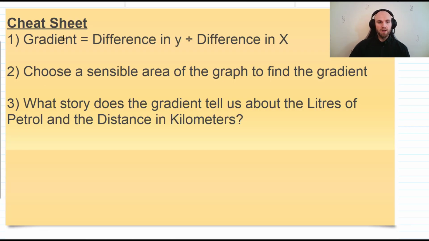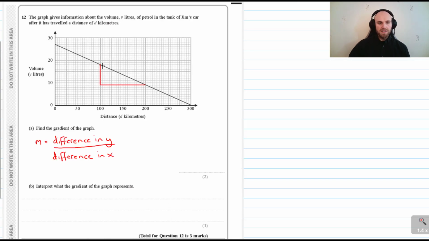So if we go to the cheat sheet, if we want to find the gradient, it is the difference in y divided by the difference in x. We're going to choose a sensible area of the graph to find the gradient. And part 3, what story does the gradient tell us about the litres of petrol and the distance in kilometres? So I decided to choose this point here for the gradient on the graph. It's because it's in between 100 here and 200, which gives us a value of 100 for here, which is nice, but also because they go through a very clear point at both sides.